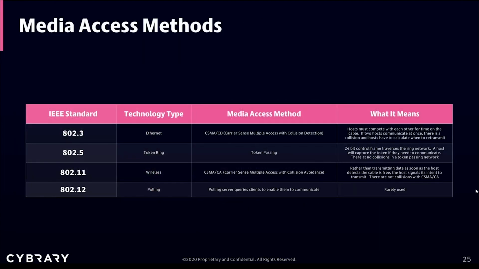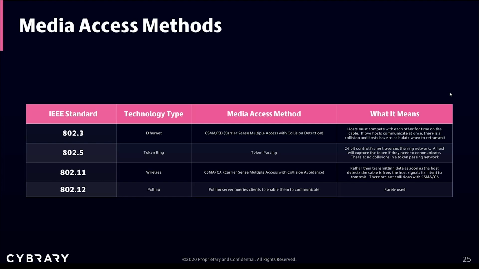This is just a quick summary of the different types of media access methods in the IEEE over to the left. I think it's a good summary to have. So remember, 802.3 is Ethernet. CSMA/CD, we expect collisions. 802.5 is token ring, token passing. There will be no collisions. One thing I'll mention, you can remember that token ring is 802.5 because there are 5 letters in token. Then we have wireless 802.11, no collisions here because we transmit our intent, and 802.12.